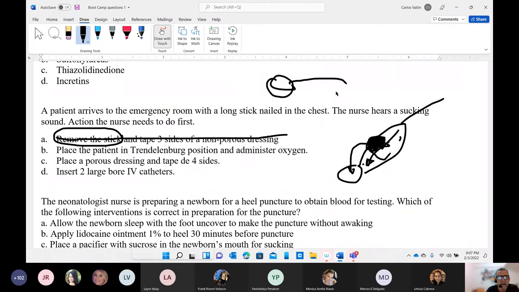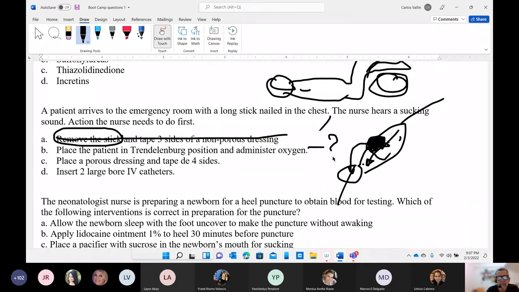now is to place what is called modified Trendelenburg, no? Which is only elevation of the lower extremities, no? So there is elevation of the lower extremities, but the patient is not placed in Trendelenburg. So it is possible, it is an attractive option, but I put that in question.